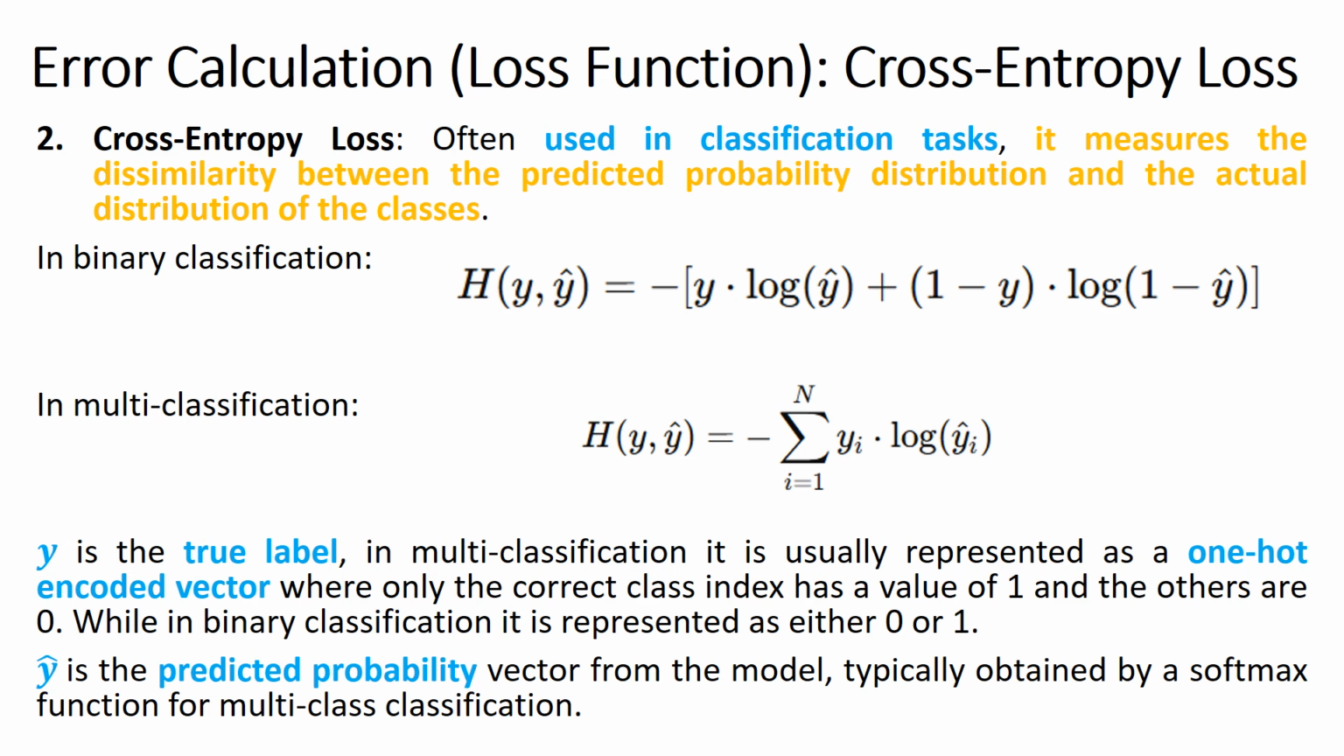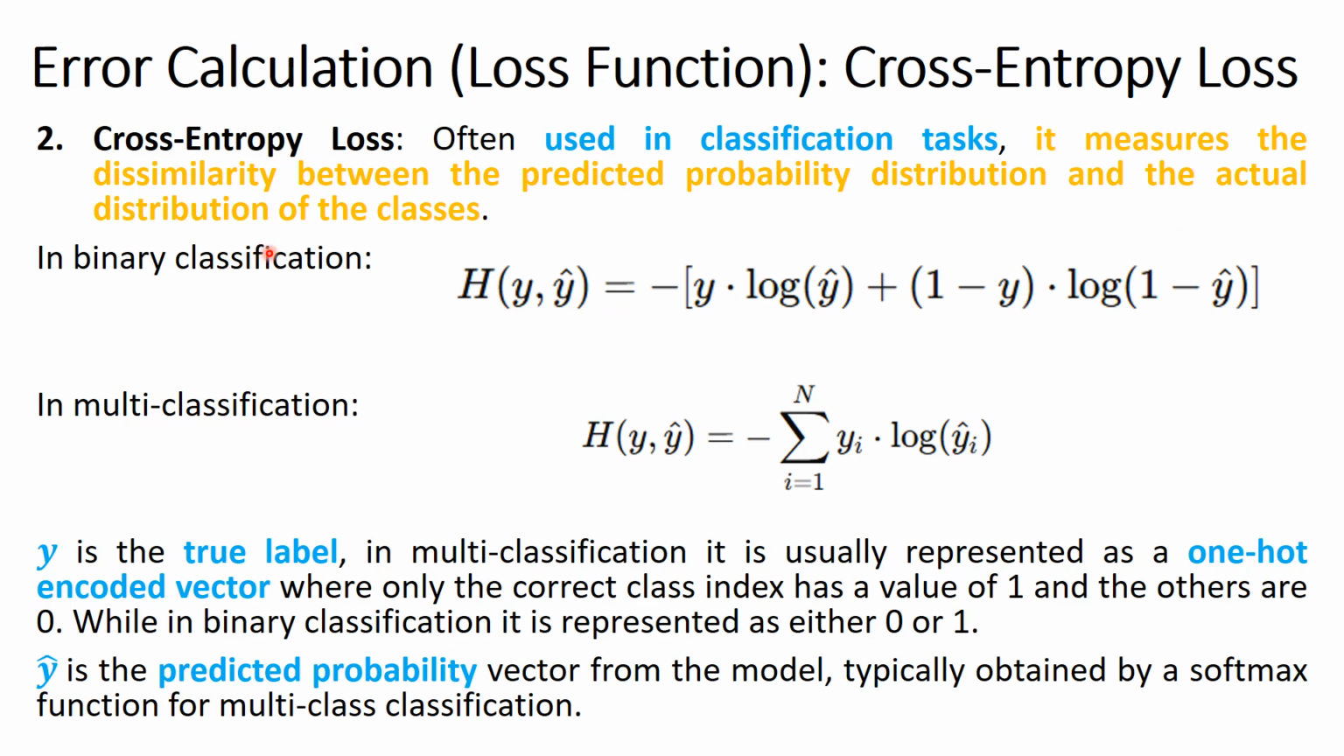من ال loss functions الثانية المستخدمة في ال classification tasks عندنا cross entropy loss. It is used in classification tasks. It measures the dissimilarity between the predicted probability distribution and the actual probability distribution of classes.